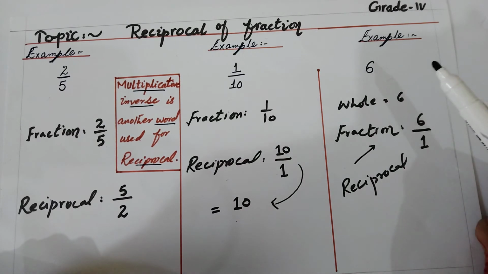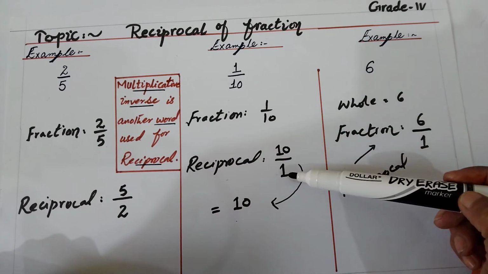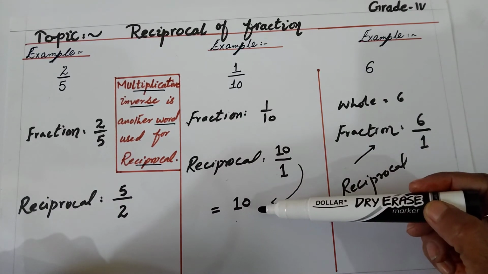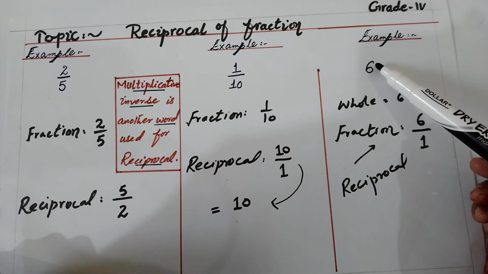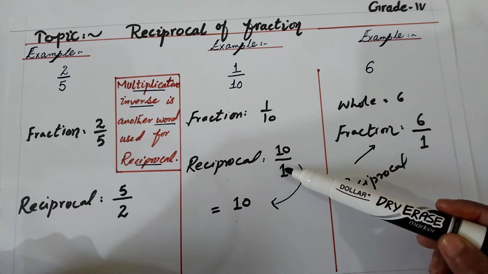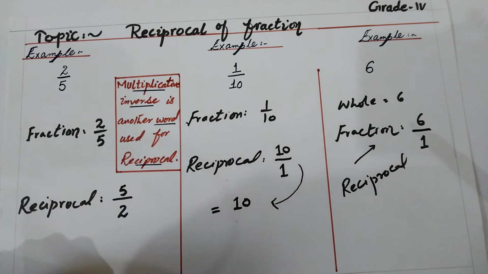Clear? So if you write 10 over 1 or 10, the value of 10 over 1 and 10 will be the same, and the same is true for 6 and 6 over 1. Why? Because 1 will not affect the value of the whole number when 1 is the denominator. Clear? So dear students, hope you have got the concept of the reciprocal of the fraction.